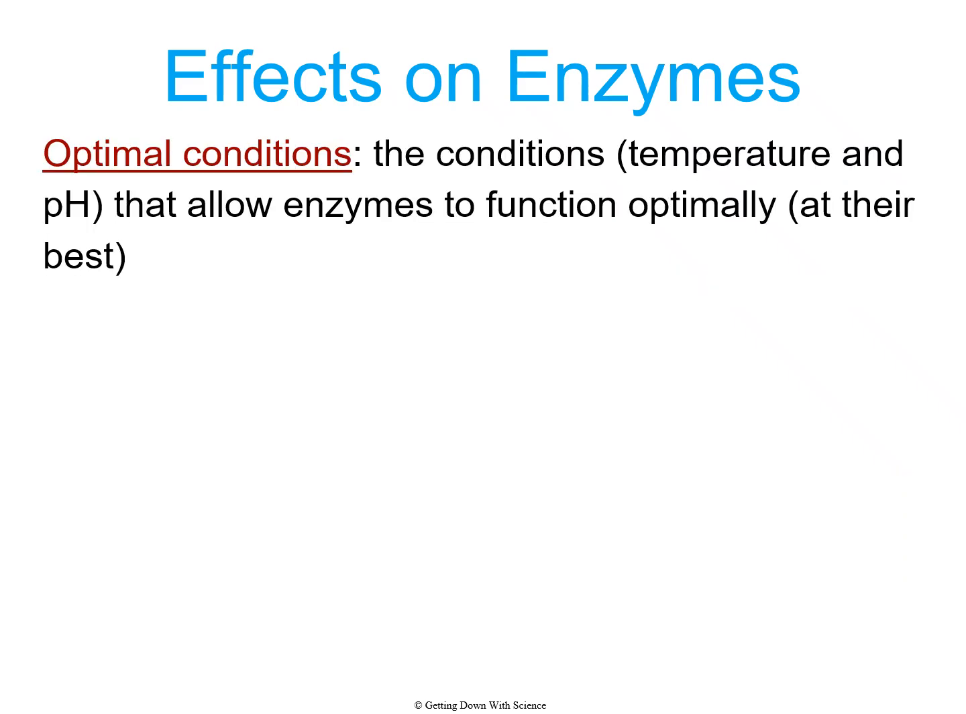All right, so again, we're still talking about effects of environmental conditions on enzymes. Here's a very key thing that we have to know. What are optimal conditions? Optimal conditions are the best conditions at which enzymes actually work and function. So these are the ideal conditions for specific enzymes, and enzymes differ.